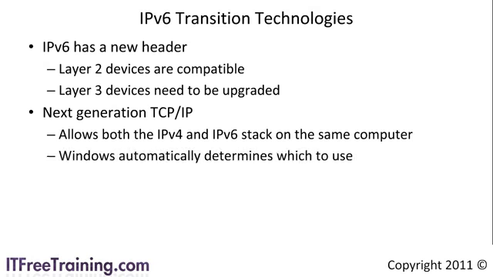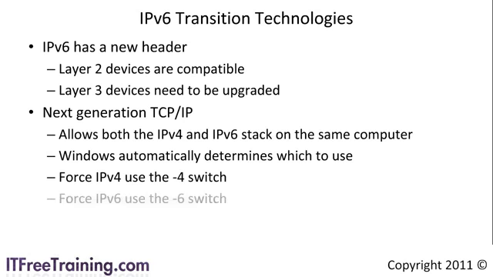A lot of commands support the -4 and -6 switches. These switches force Windows to use either the IP version 4 protocol or the IP version 6 protocol. Even with next generation TCP/IP, since the whole Internet is not yet IP version 6 ready, you may have a situation in which you need to go over the IP version 4 network to reach an IP version 6 client, and this is where transition technologies come into play.